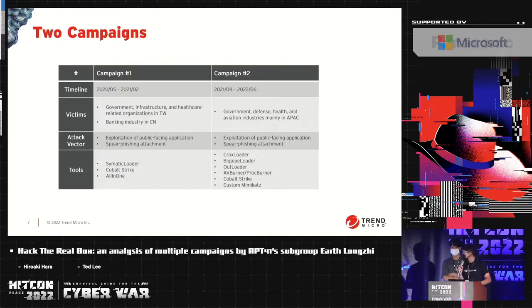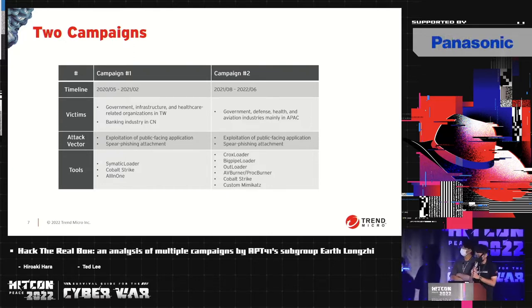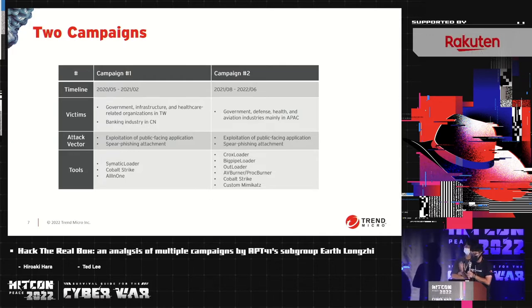Let's look at the tools used in campaign two. Apparently, in campaign two they use multiple types of loaders to load the Cobalt Strike payload, and we also found some interesting things. They developed their own hacking tools based on some open source projects. The details we will talk about in a later session.